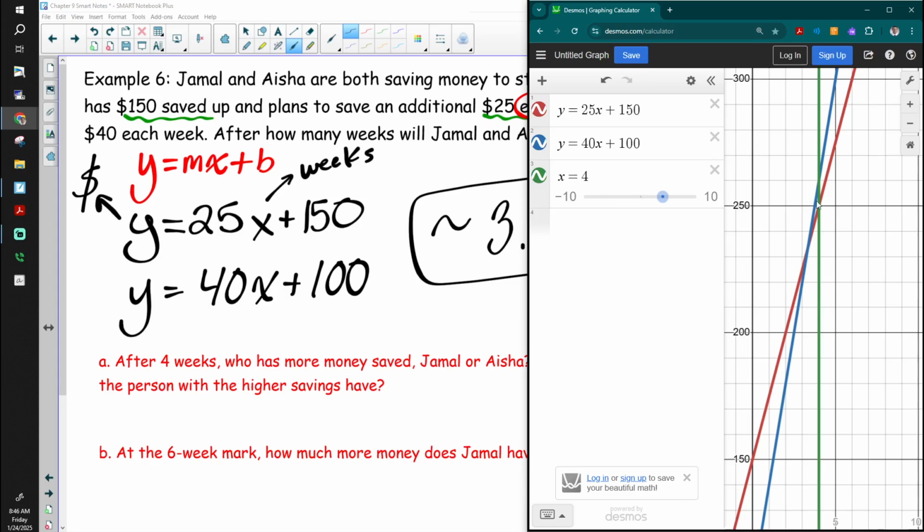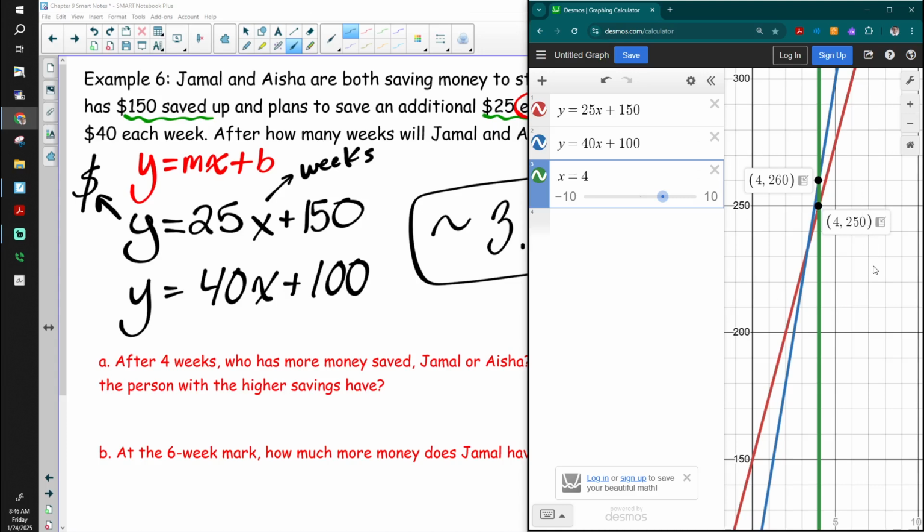Yes. After 4 weeks, okay, red is Jamal. Do you see how after 4 weeks Jamal is under Asia? You see that? The red line is under the blue line. So after 4 weeks, who has more money saved? Asia has 260, whereas Jamal has 250.